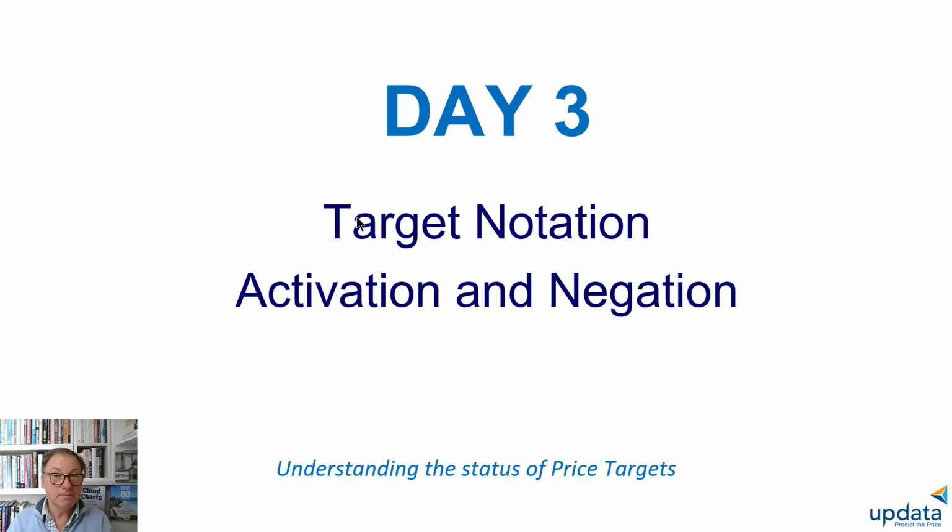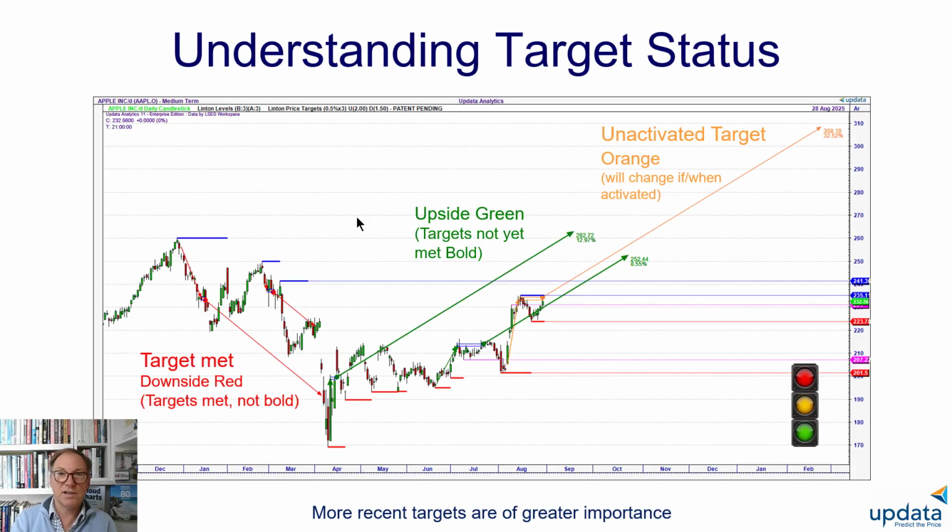It's day 3: target notation and activation and negation, understanding the status of price targets. So we use a traffic light system, and it's about understanding this target status. Obviously green is bullish, if you like, go, and red is bearish, that means a fall, and you may be trading short, so that may be to your advantage. Upside targets are in green and downside targets are in red.